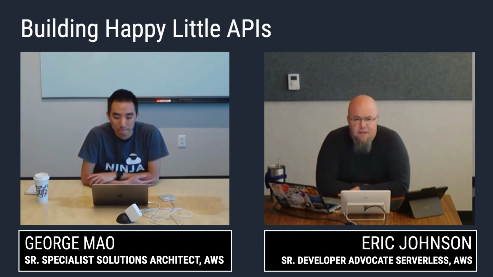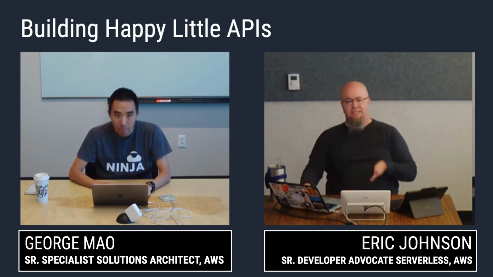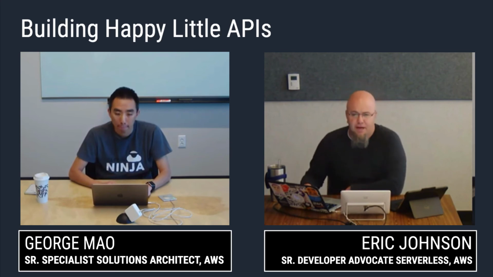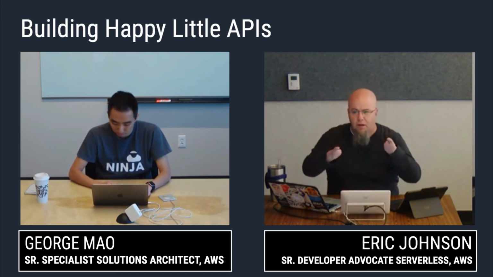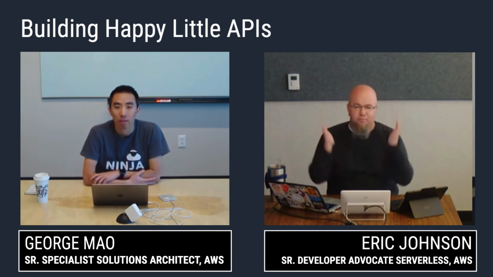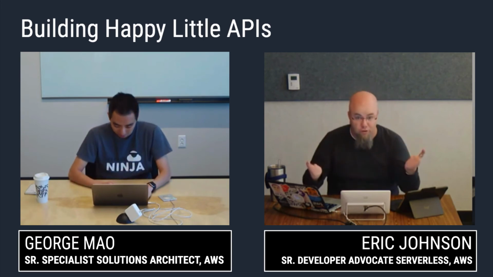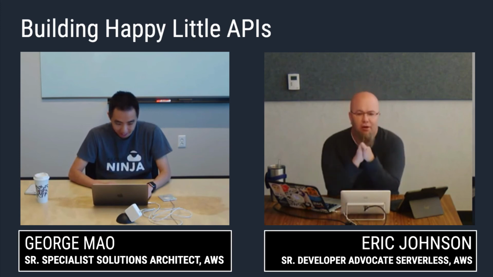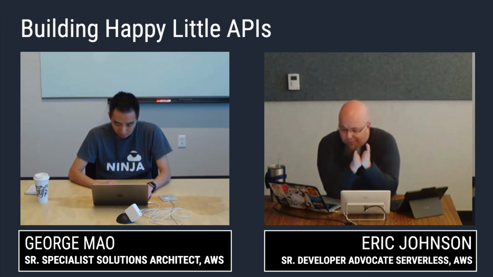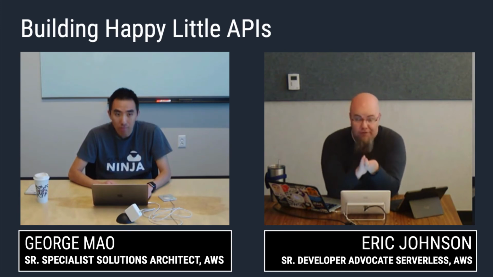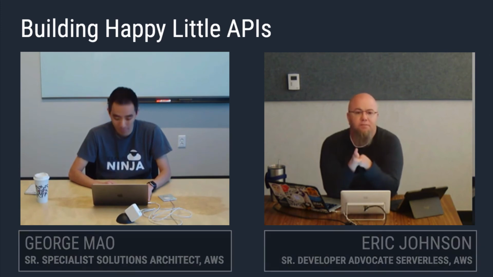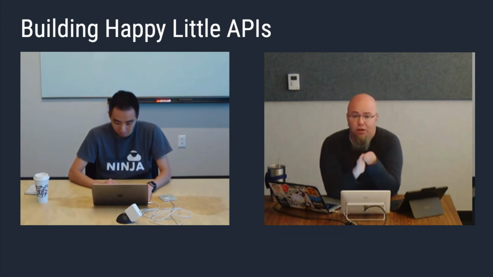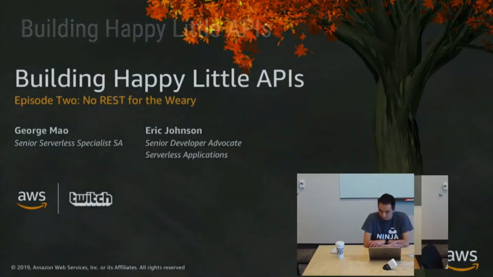So what we're going to do today is talk, again, like I said, this is the second episode of Building Happy Little APIs. We want to help you stay calm. We want to help you stay peaceful. We want to help you build APIs and conquer the world. Happy little APIs. Today, we're going to start out with one of the most common use cases that we see, but really just a small percentage of the power of API Gateway. Today, we're going to be building a REST API. We're calling this No Rest for the Weary.